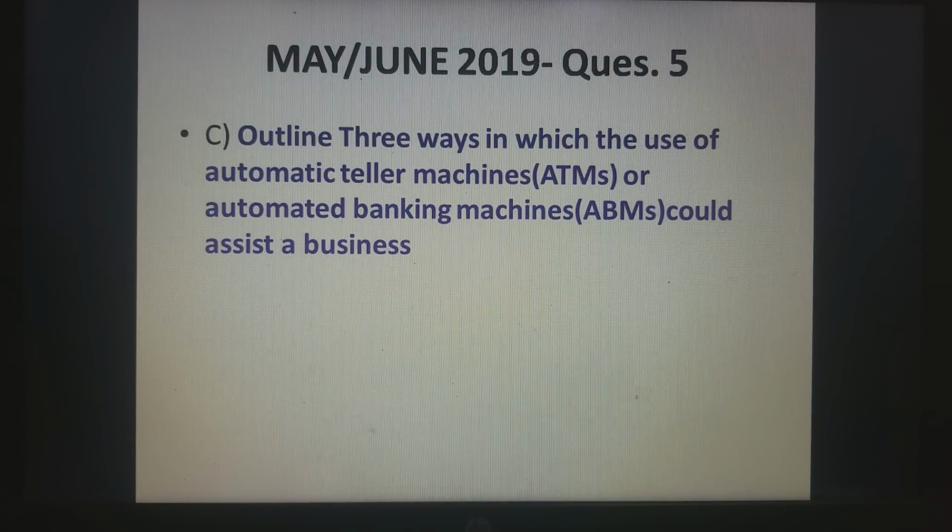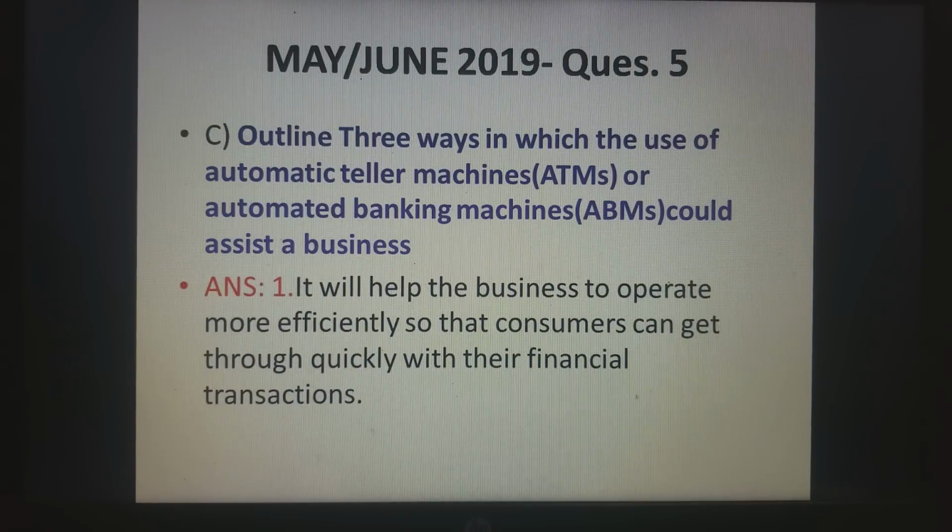We're at question C now. Question C says, outline 3 ways in which the use of automatic teller machines or automated banking machines, ABMs, could assist a business. How could they assist business? 1, look at this carefully. How does ATM or ABMs help business? It will help the business to operate more efficiently. What did we say? It will help the business to operate more efficiently.